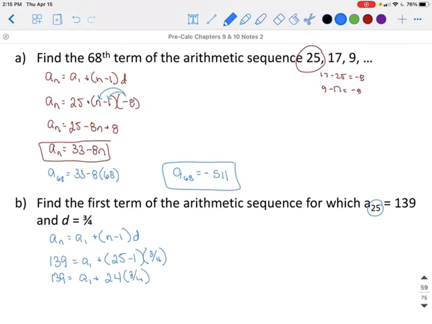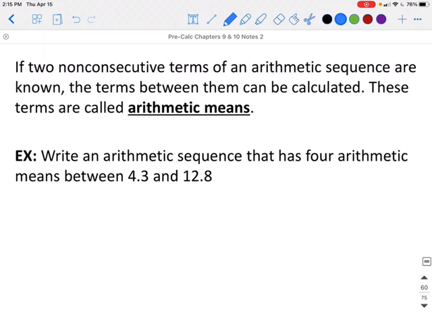So if I do 24 times 3/4, 24 divided by 4 gives us 6, and 6 times 3 gives us 18. I'm going to take that 18 to the other side, so I would subtract 18 from both sides. And we would get 121 as our first term.